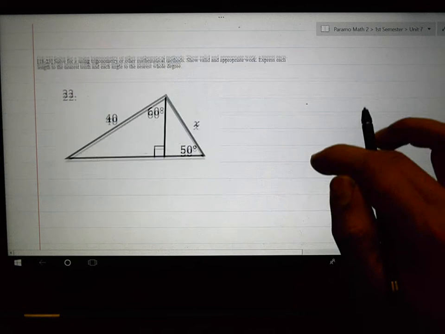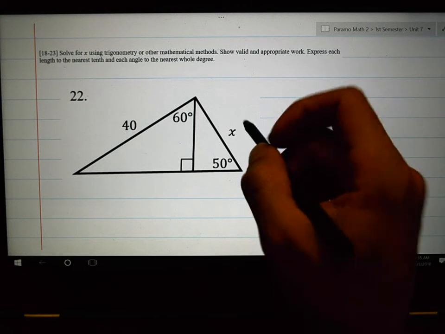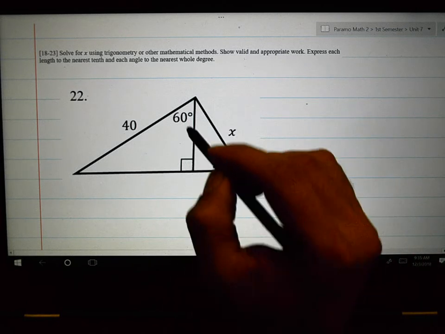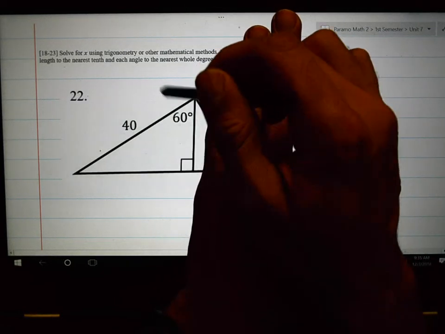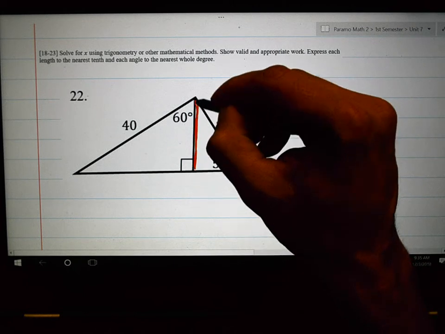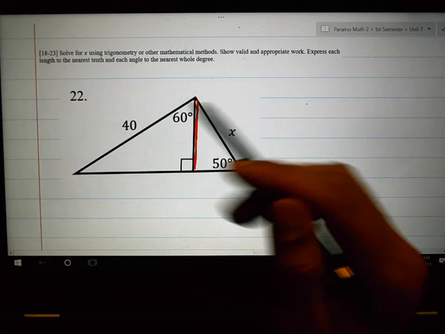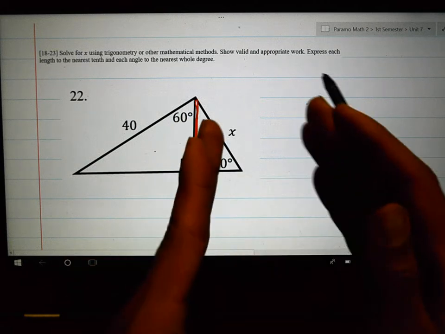The last example that I have for you is 22. And it says this: solve for x using trig or other mathematical methods. Okay. So we need to figure out x, and I don't know anything about this distance or that distance. The only thing I have is this distance here. So what I'm going to have to do is figure out what things are to get to this distance over here. Like I need to know what this red line is. Why do I need the red line? Because I need something that's in this triangle to be figured out so that I can figure out what's going on in this triangle.